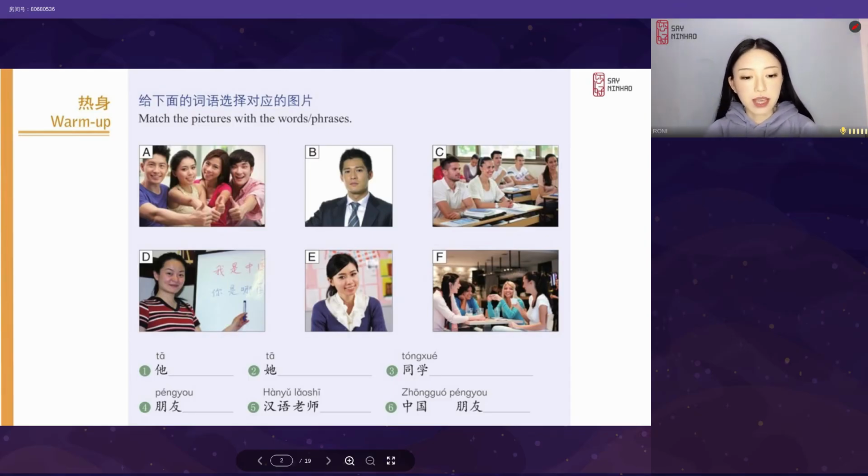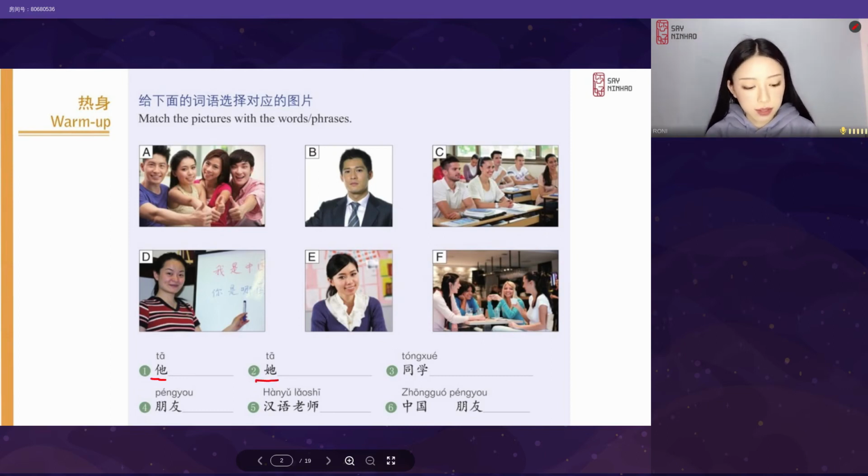First one is 她, ta, the initial t and the final a. Okay, now read after me. Ta, it means he, or it can mean just someone, a random person whose gender you cannot be sure of. Okay, so this is ta.